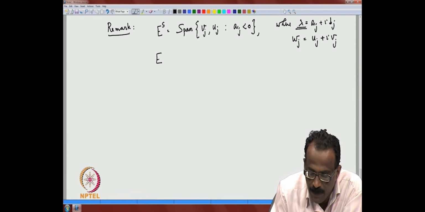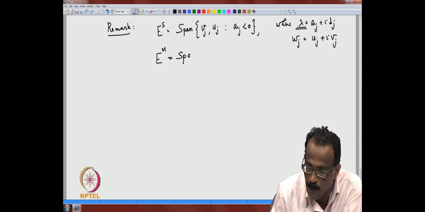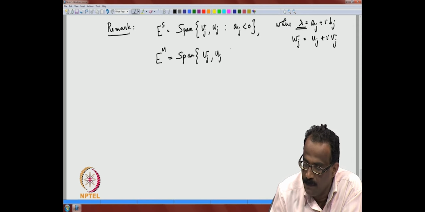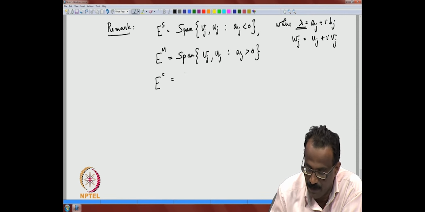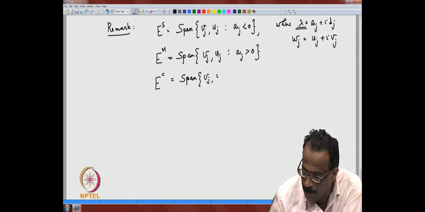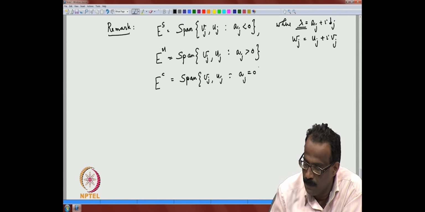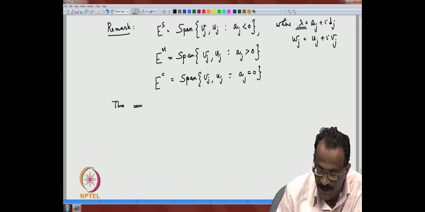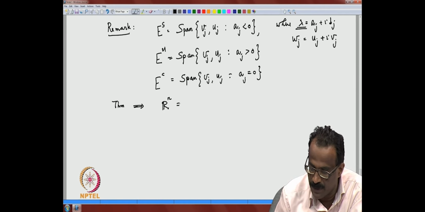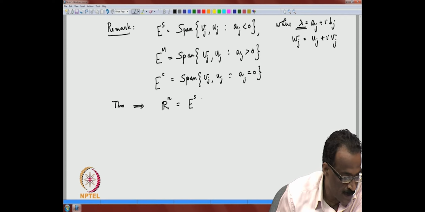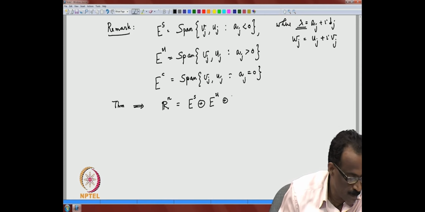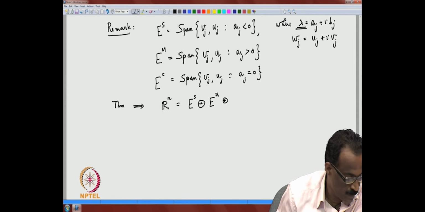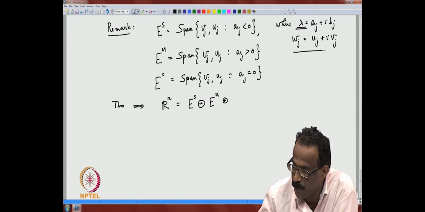Then similarly, you have your EU, which is the span of Vj, Uj with Aj positive, and EC, which we are not seeing an example of, maybe we will see one, the span of Vj, Uj with Aj equal to 0. The interesting theorem, which I do not prove, tells you that your space Rn can be decomposed into ES, direct sum EU, direct sum, of course, EC as needed.